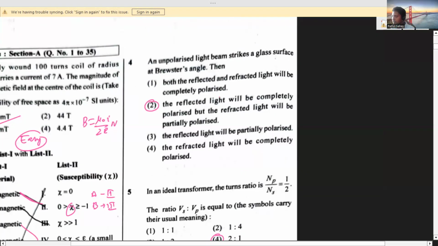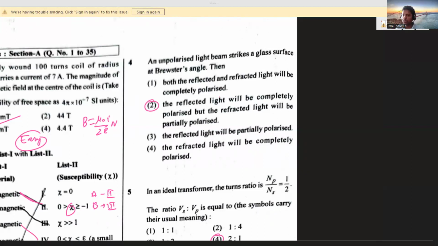Fourth one, an unpolarized beam strikes a glass surface at Brewster angle. Again, you should know the theory part of wave optics. The question is easy, but apart from the formula you should know which ray is polarized. Whenever the reflected and refracted rays are perpendicular, the reflected ray is completely polarized and the refracted ray is partially polarized. So the reflected light will be completely polarized, but the refracted light will be partially polarized. Option 2. This is also easy.